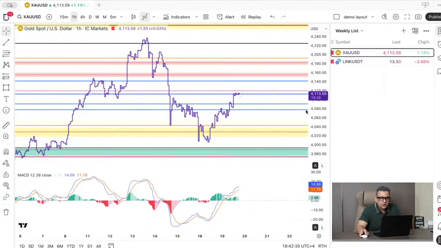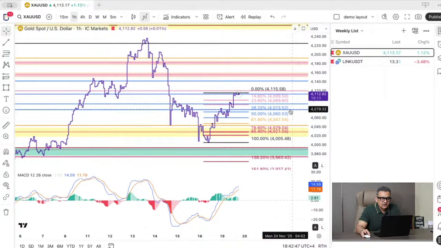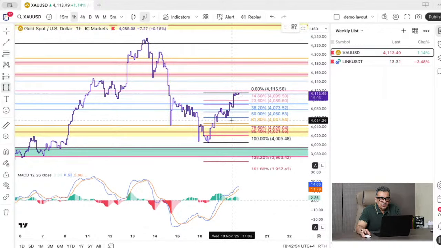And we can also apply fib retracement on this leg up, which will give us more clarity on the levels. So I'm using this leg up and I'm applying a fib retracement here. So the first level of support is 4080, 4089, and the next major level of support comes around 4060.